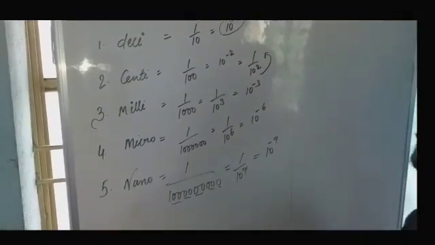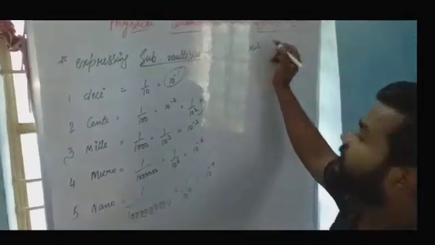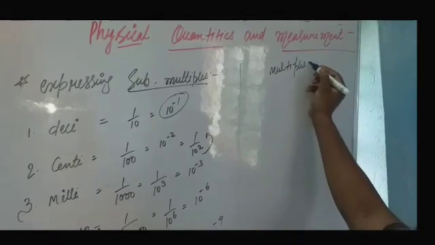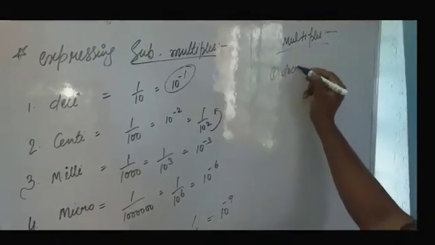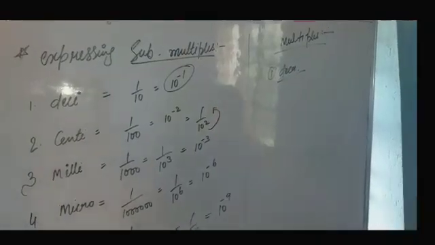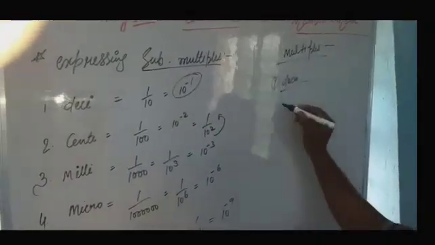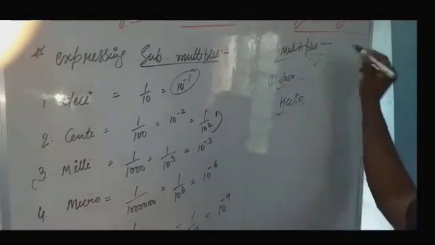These are some of the smaller units. We take larger units that are known as multiples. The larger unit is known as multiples. Understand? Such as deca. So we denote it in the form of larger unit, deca, hecto. These are the examples of multiples of larger unit.